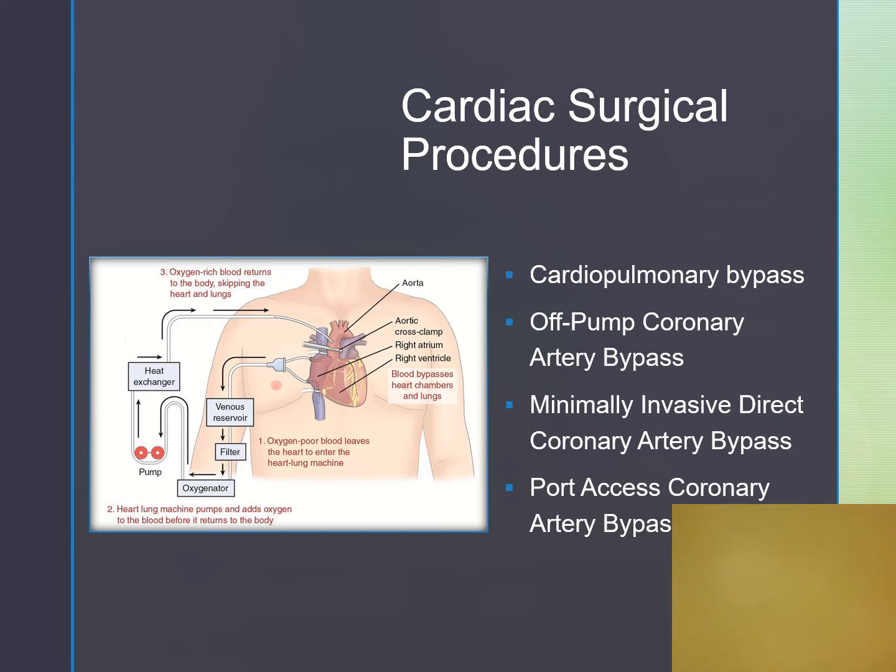Surgical techniques include the conventional coronary artery bypass graft, or the CABG, and the procedure attaches the harvested saphenous vein to the aorta below the occlusion. There may be a double, triple, or quadruple CABG. Another technique would be the off-pump coronary artery bypass. There's no use of the cardiopulmonary bypass machine with this procedure.